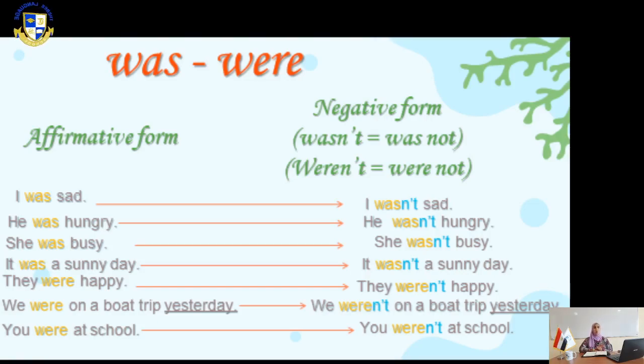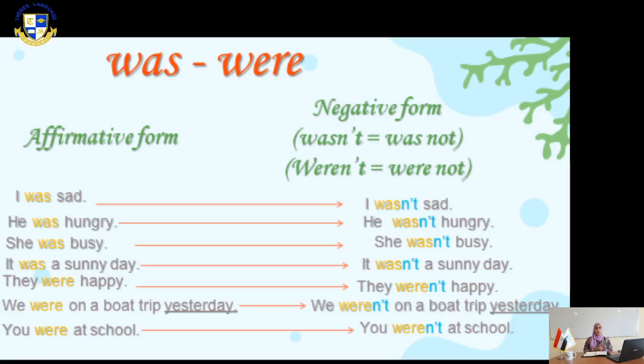So I was not sad, and when we make it in the contraction form, in the short form, I say wasn't. I cross the O in not and put an apostrophe instead. I wasn't sad. He was hungry. No, he wasn't hungry. She was busy. No, she wasn't busy. It was a sunny day. No, it wasn't a sunny day.